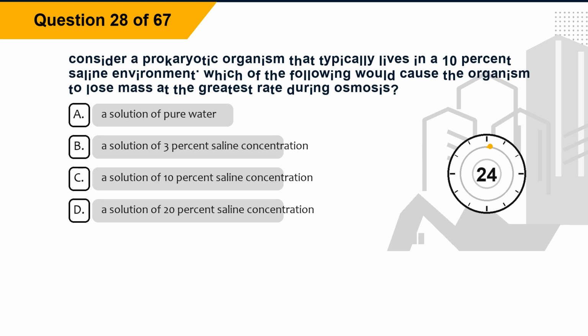Question 28. Consider a prokaryotic organism that typically lives in a 10% saline environment. Which of the following would cause the organism to lose mass at the greatest rate during osmosis? Option A, a solution of pure water. Option B, a solution of 3% saline concentration. Option C, a solution of 10% saline concentration. Option D, a solution of 20% saline concentration.